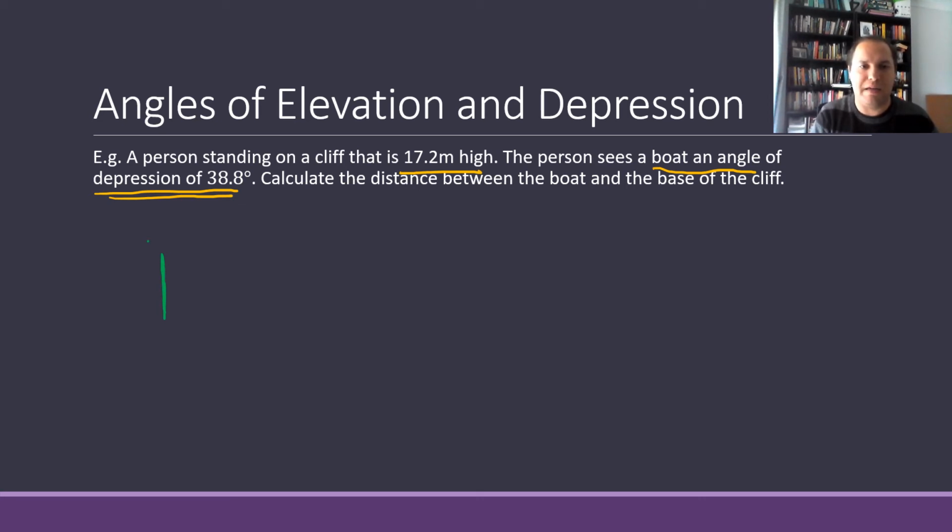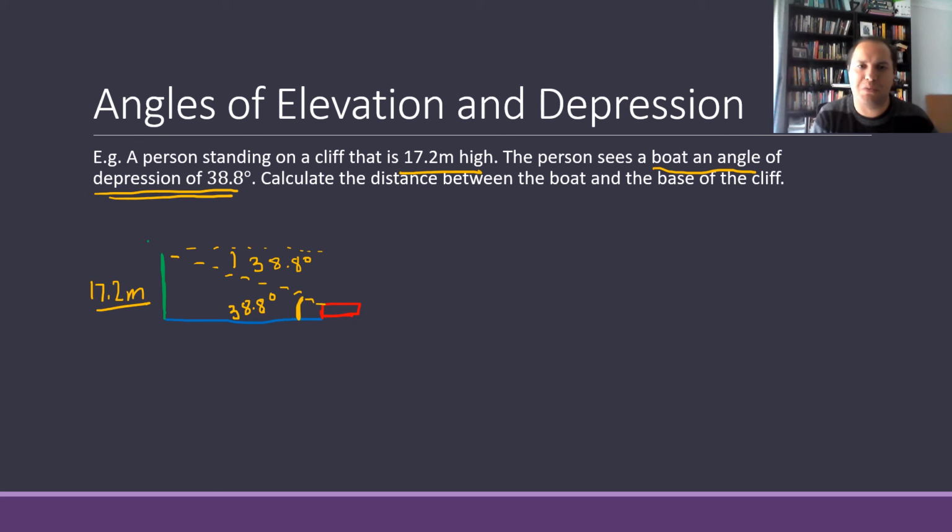Now they're looking across the water, nice flat water, at our boat, and they're looking down at an angle of depression of 38.8 degrees. Now we know, as we've seen with our alternate angles, that this angle down here, according to our Z rule, must also be 38.8 degrees. And then the height of our cliff, which we're told as well, is 17.2 meters.